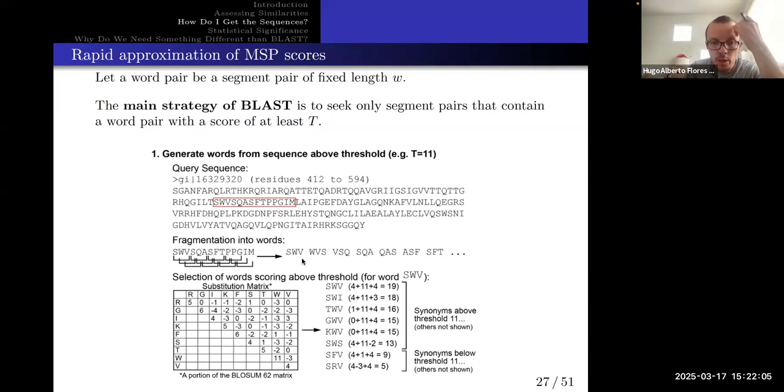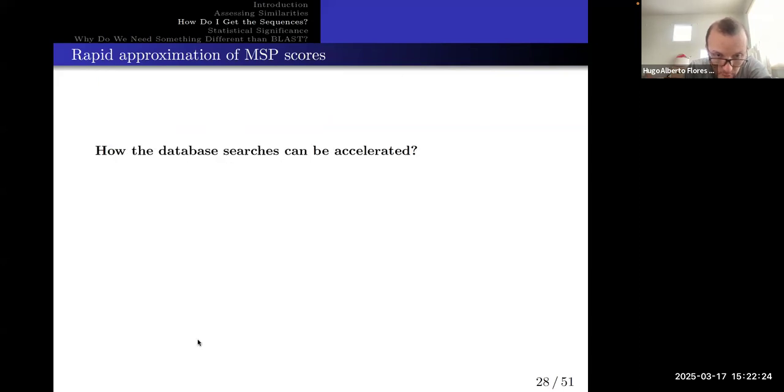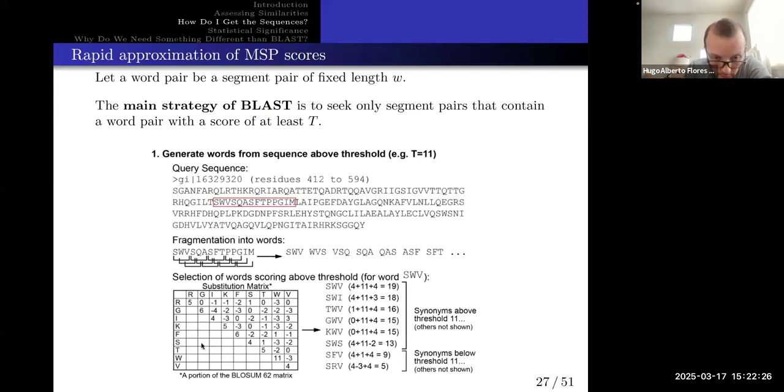So for the first one, SWV, you start considering some synonyms or neighborhood words. SWV is exactly the same. When you find an S with an S, what happens? You have a 4 here. This is the 4 that comes from the matrix. Is that clear for you? Let's see.